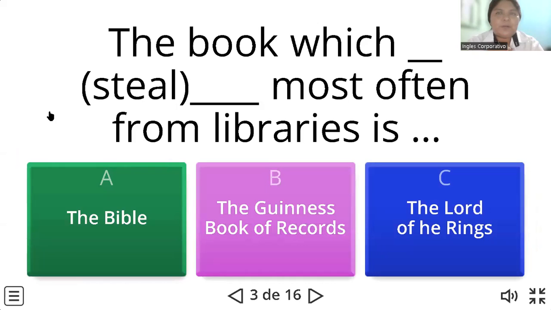Okay, the book which, what is the participle form for steal? The Bible. Okay, what's the participle form for the verb steal? For me, the Bible. The participle form.